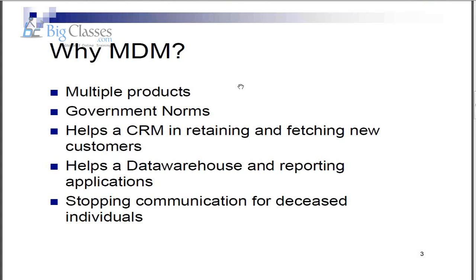That's clear. Now coming to the second point, government norms. These are regulations by the government: whenever demanded, organizations need to provide audit information and information about the customer, basically a 360-degree view of the customer. That is for auditing purposes, and it is mandatory nowadays. People who have implemented data warehouses and other systems have to implement an MDM solution just to meet the government regulations and norms. That's the second point.